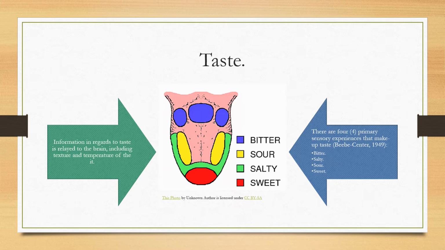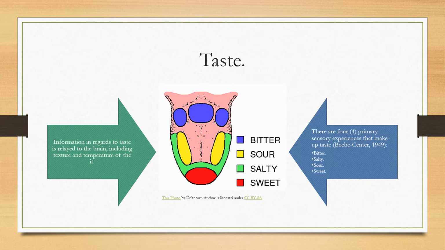Now, taste. The combination of taste, smell, and tactile sensations is known as flavor. Information in regards to taste is relayed to the brain, including texture and temperature of the item, hot and cold. There are 4 primary sensory experiences that make up taste: bitter, salty, sour, and sweet. And you can see that people detect flavors through their taste buds, seen in the image here.